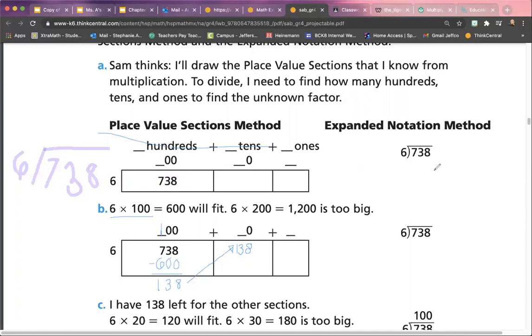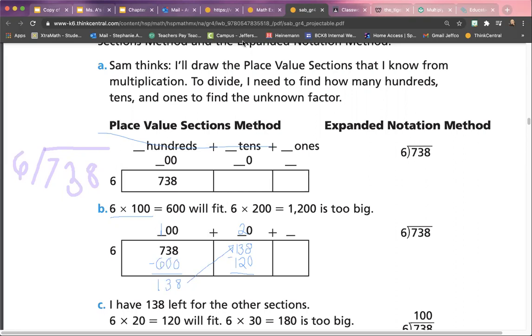So now I have to figure out how many groups of 10, well, how many times can 6 be multiplied by 10s to get into 138? Well, I know for a fact that 6 times 10 is 60. Too low. 6 times 20, so 2 groups of 60, would give me 120. I can't go any higher because 6 times 30 would be 180. So just like long division, you guys, you want to get as close as you can without going over.